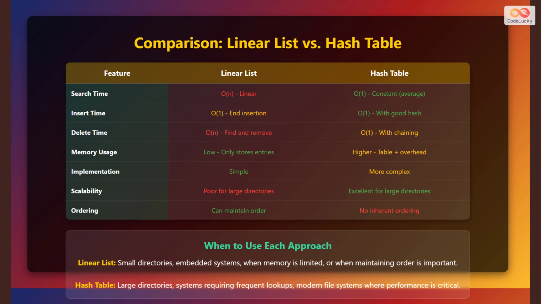In conclusion, use linear lists for small directories, embedded systems when memory is limited, or when maintaining order is important. Use hash tables for large directories, systems requiring frequent lookups, and modern file systems where performance is critical.